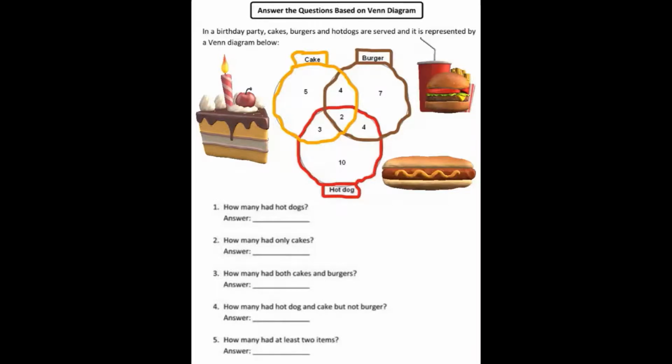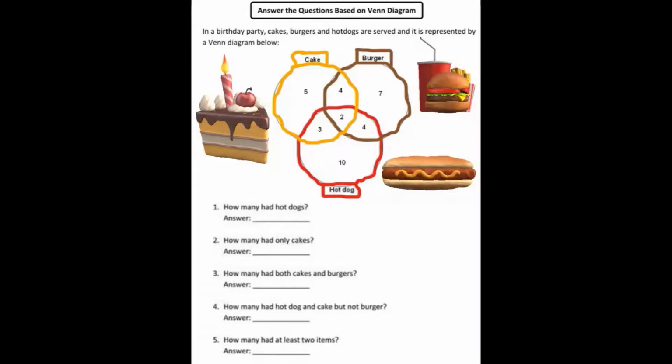Okay, so they want to know how many had hot dogs. So at this birthday party, they want to know how many people had hot dogs. Like I said, we want to focus on the red portion of the Venn diagram here, which is here again. Okay, so how many had hot dogs? Now it doesn't say anything about having just hot dogs. It just wants to know hot dogs.